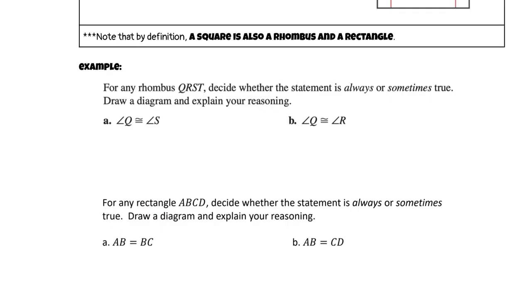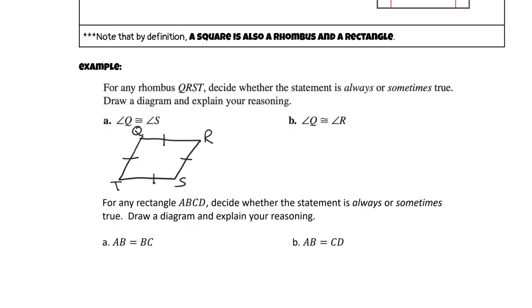All right, so for this example, it says we have a rhombus, and it says decide whether the statement is always or sometimes true. And it says draw a diagram and explain your reasoning. So let's go ahead and draw a rhombus, and we'll label it QRST. So we know by definition that if it's a rhombus, it's a parallelogram. We also know by definition that the rhombus has 4 congruent sides, so I know all 4 of these sides are going to be the same.